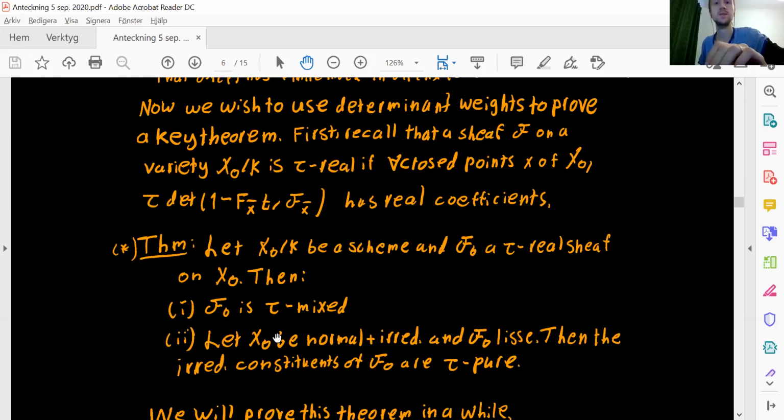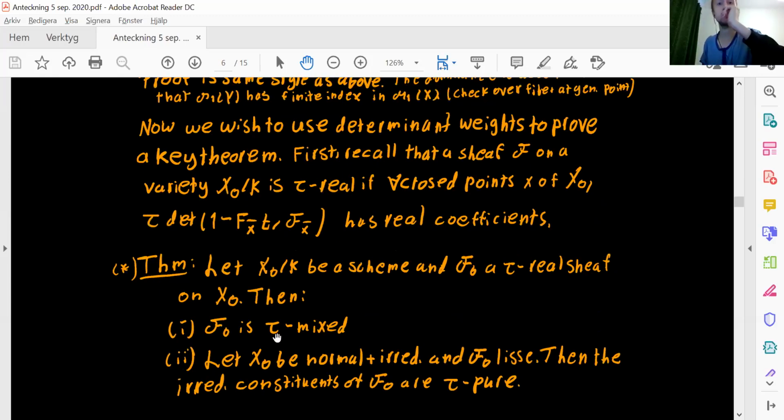Okay. So here's the theorem we want today. Let x0 over k be a scheme. Let f0 be a tau real sheaf on x0. Then the theorem is as follows. First, f0 is tau mixed. And second, if x0 is normal and irreducible and f0 is lisse, then the irreducible constituents of f0 are tau pure. So this is a very powerful theorem, which will be fundamental, and it's not entirely obvious how to prove. So this is our goal now. We want to prove this theorem.